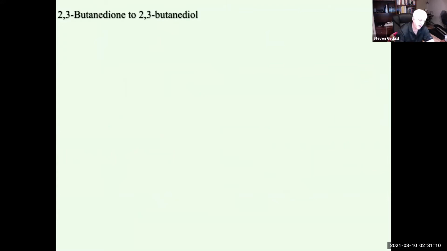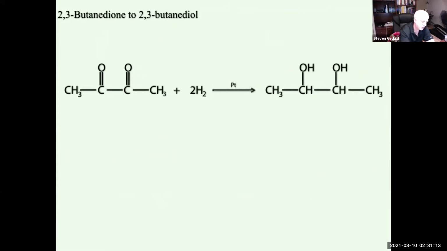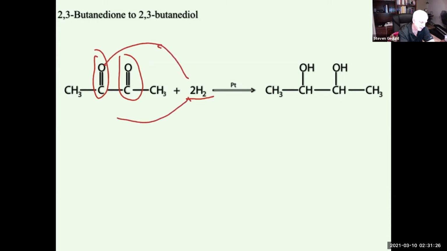2,3-butanedione to 2,3-butanediol. Again, there are two carbonyl groups, and we're using two hydrogens to go to each one of those. So you're adding hydrogen. You can add it to here, and here, and here, and here. You're adding it to the oxygen of each carbonyl group, and you're adding it to each carbon of the carbonyl group. So we're adding hydrogen. Adding hydrogen is reduction.